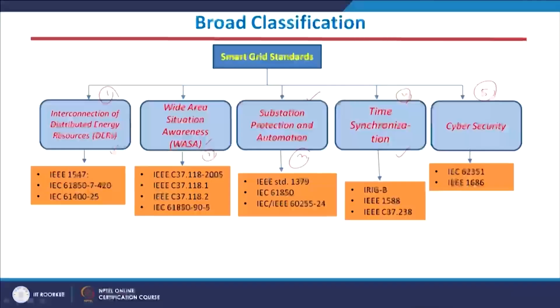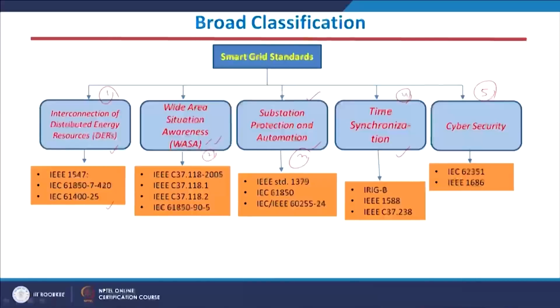While we are connecting these DERs to the existing network, maybe it is transmission, distribution, generation, we have to follow the standards. Similarly, while we go for wide area situation awareness, we also have to follow the standards. And of course, this is essential, substation protection and automation, there also we follow some standards. Those standards are basically written here, you could see here in this small box, like I have written for the first one, the interconnection of distributed energy resources, there are three lines I have written here.